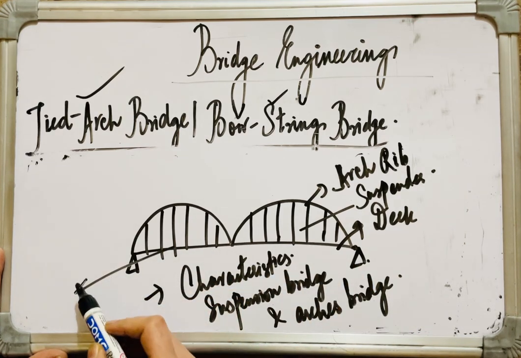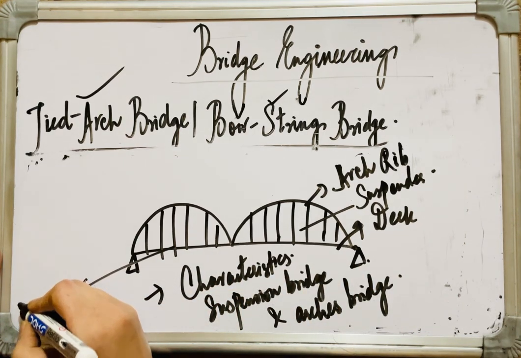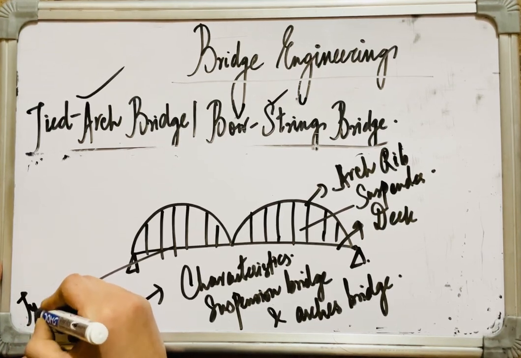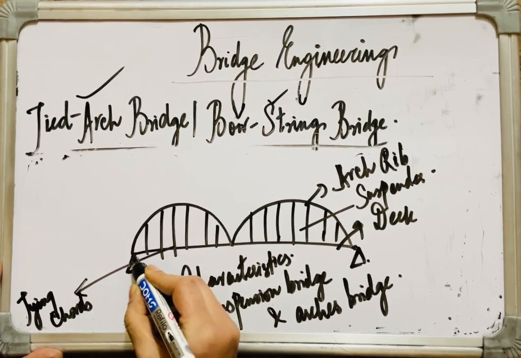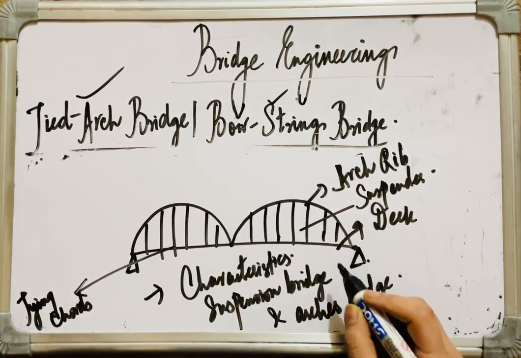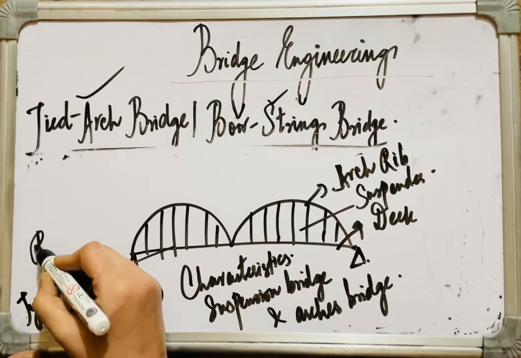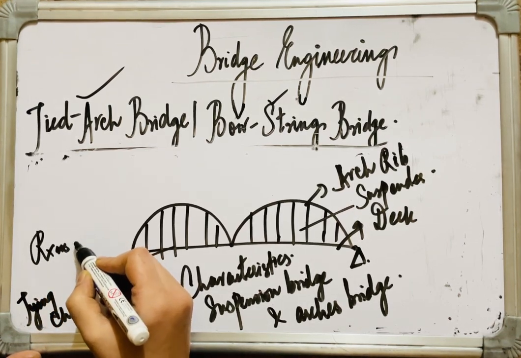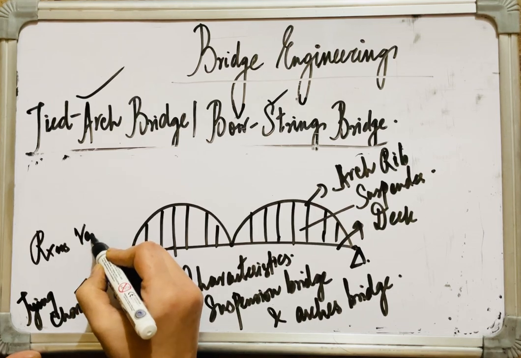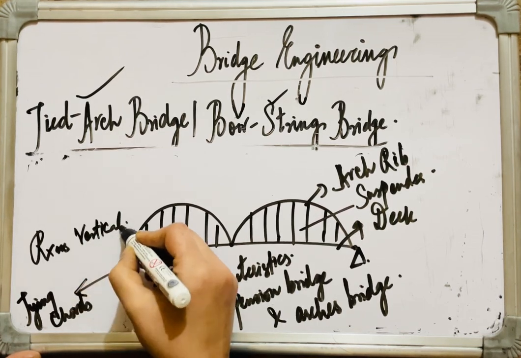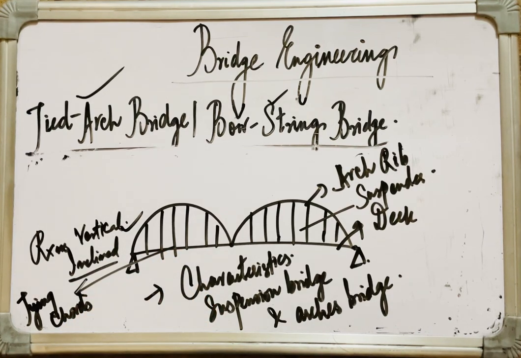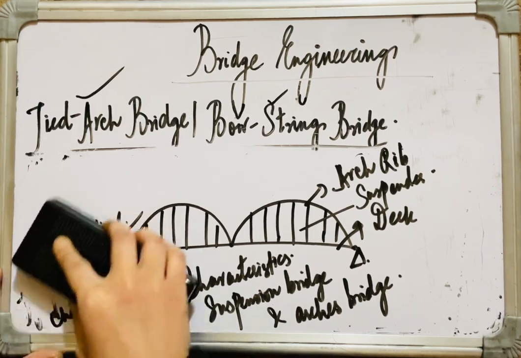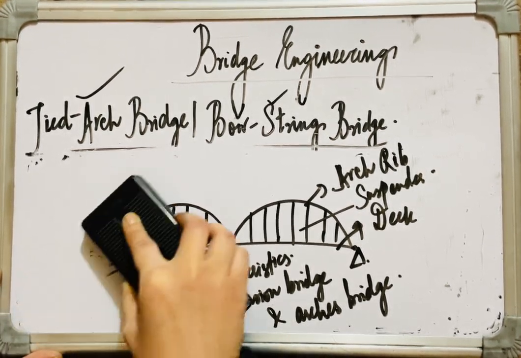And the horizontal thrust is carried by these ties or the tying cord, which ties the two ends of the arch together at its springing levels, so that the reactions at the supports can only be vertical and not inclined, as in the case of arch bridges, so that we can go for less robust foundations. And these can be particularly used in those areas where there are less favorable soil conditions.